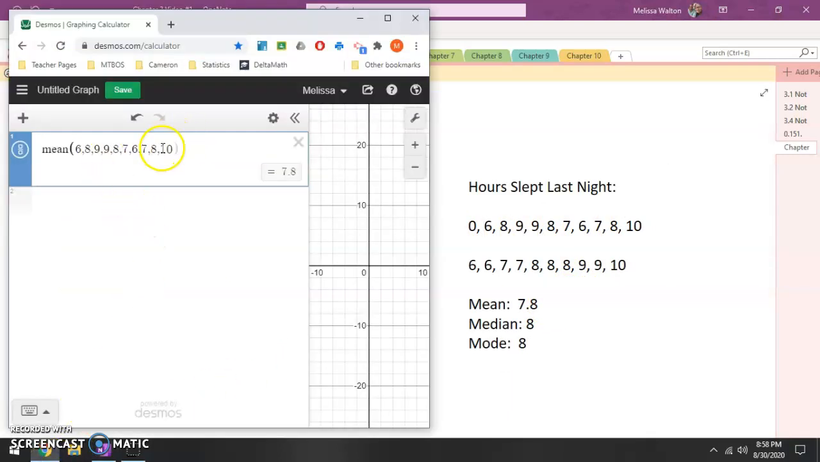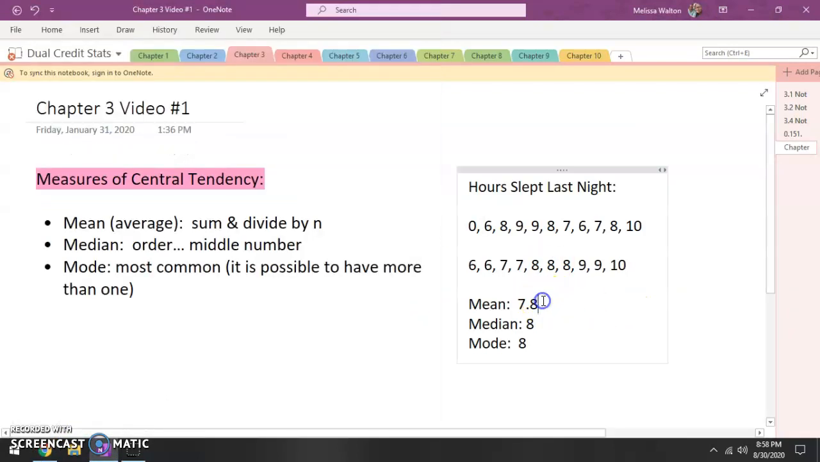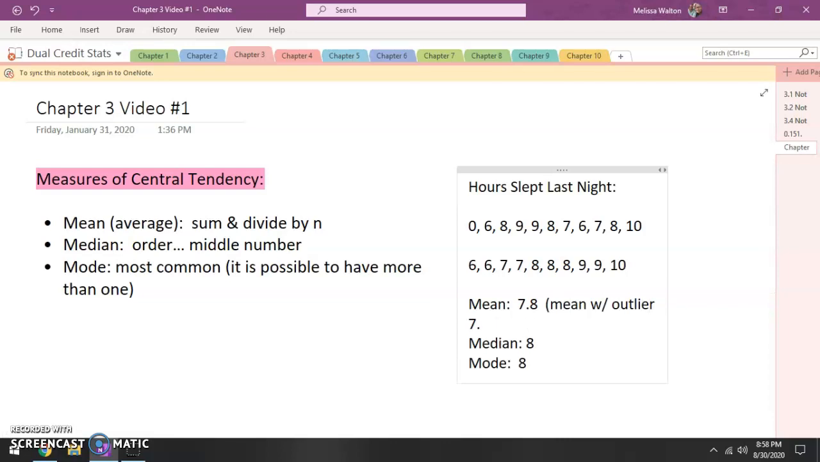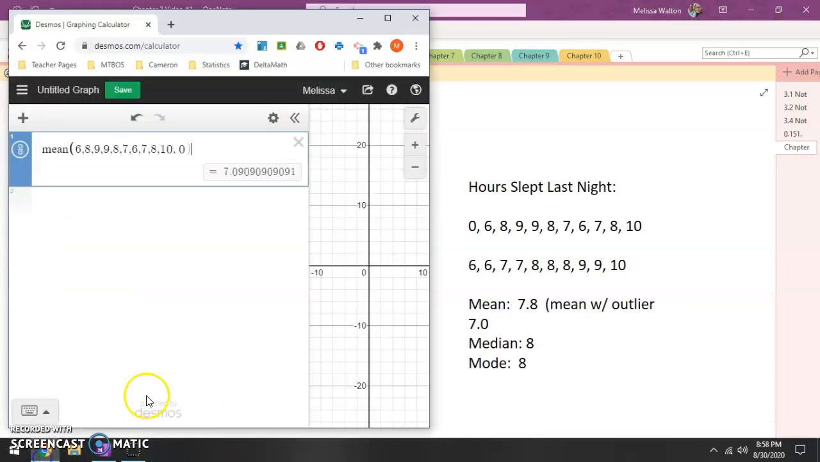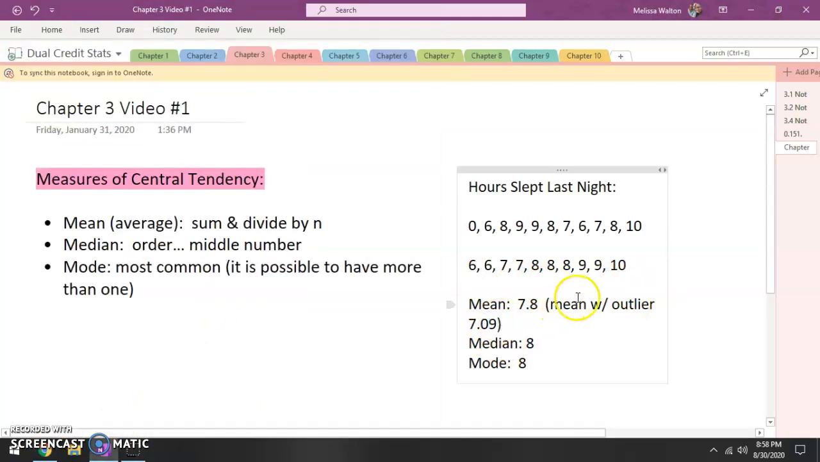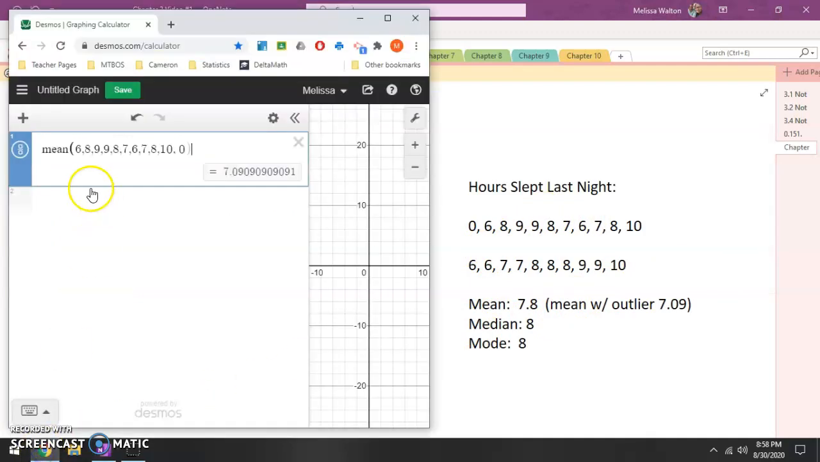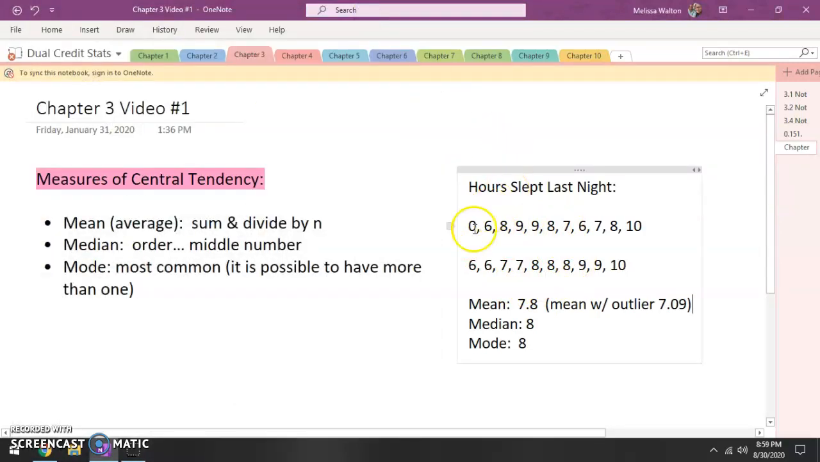Which have changed? So if I were to throw in a 0, well, my mean has gone down. My new mean with the outlier is all the way down at 7.09. That dragged the mean down almost by an entire hour of sleep. Now, let's take a look at what it does to our median. Median is still 8.